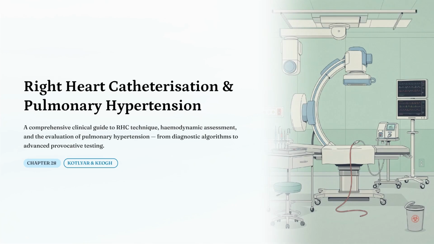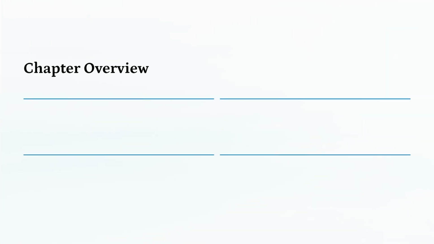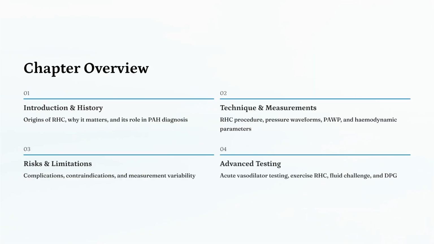Welcome to this video on right heart catheterization and pulmonary hypertension. We will provide a clinical guide covering techniques, hemodynamic assessment, and the evaluation of pulmonary hypertension, ranging from diagnostic algorithms to advanced testing. This video is divided into 4 main sections: an introduction and history of right heart catheterization, procedural techniques and measurements, an overview of risks and limitations, and a final section on advanced testing methods.